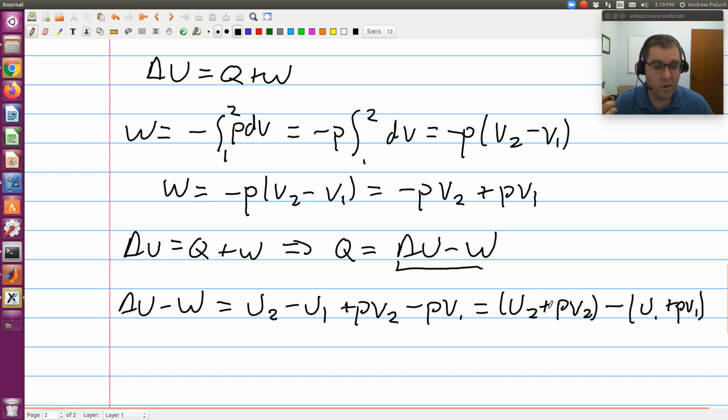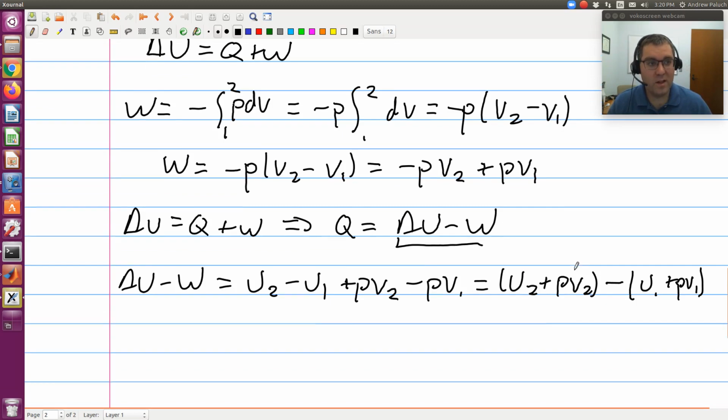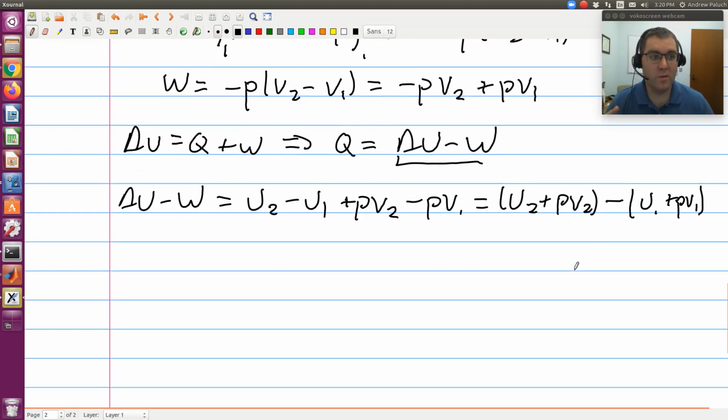U is a state function. U is my internal energy. P is my pressure, and V is my molar or specific volume, which likewise is just a state function. So U plus PV is a state function, which leads to the definition of a new thermodynamic state function. Oftentimes we call it a convenience function. It's introduced for convenience because it appears a lot and simplifies our calculations. We're going to define a new quantity, enthalpy, and enthalpy is defined as being U plus PV.